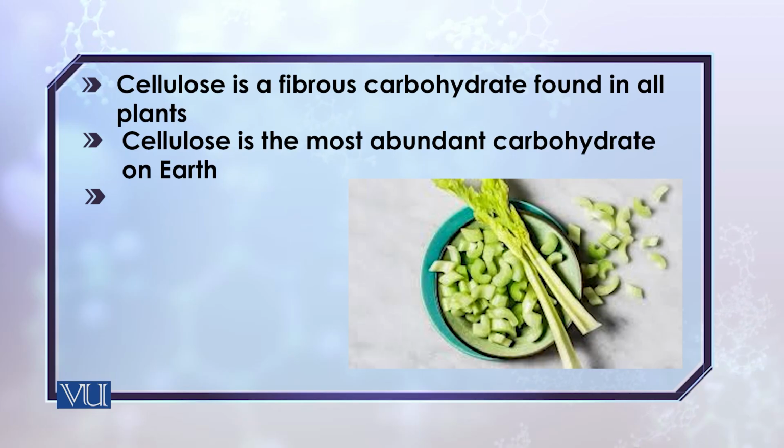So guys, we finish our discussion on carbohydrate metabolism in plants. Today we will talk about a very important carbohydrate which is present in plants. It's one of the most abundant carbohydrates also. It's cellulose, a fibrous carbohydrate. Most of the time, it is found in the plant cell wall. As I've already told you, it's one of the most abundant carbohydrates on earth.